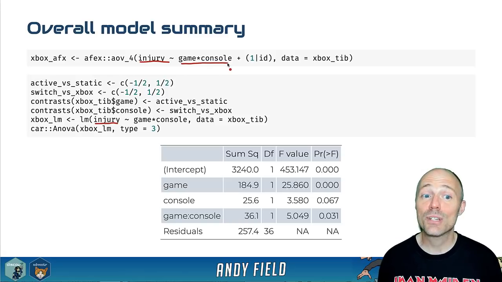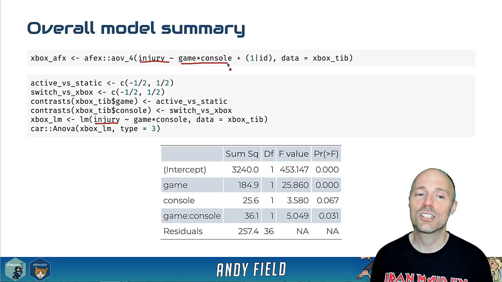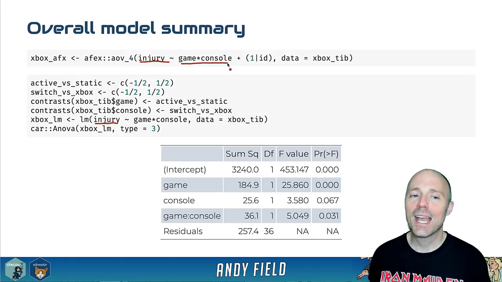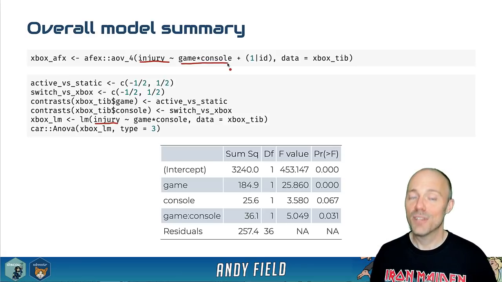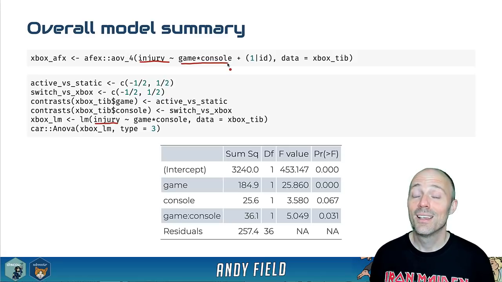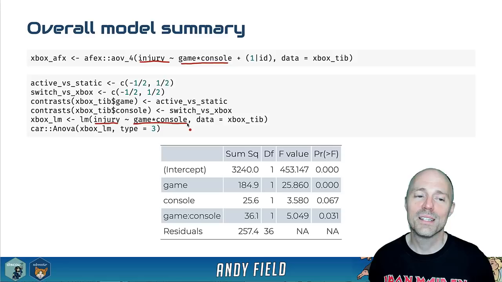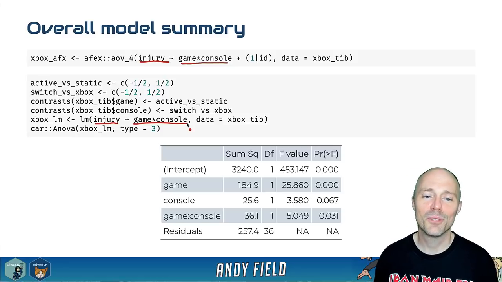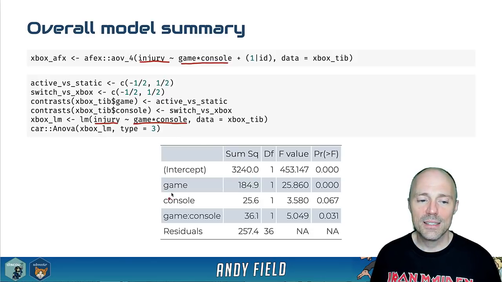And what the asterisk does in the R code is, if you specify something like that, it will put in both the main effects and the interaction term. So although we've only written game times console, what's actually going into the model is the effect of game, the effect of console, and the interaction between game and console. It's like a shortcut for putting in all standalone effects and the interaction effect. You can specify it in a more long-winded way, which again is explained in the tutorial if you want to go there.